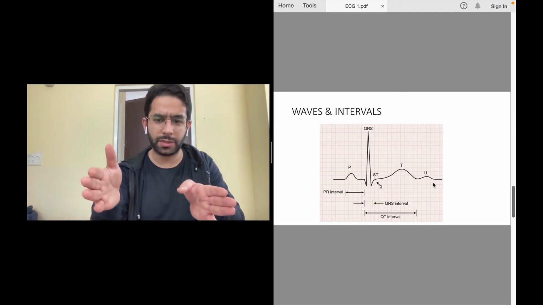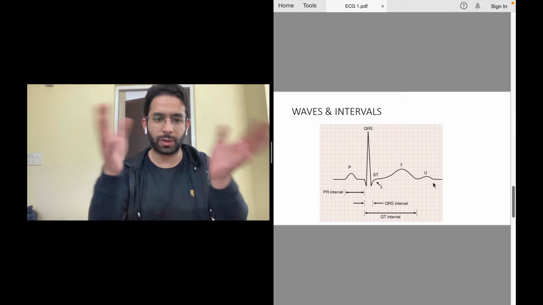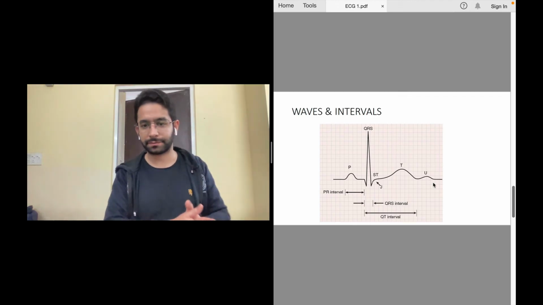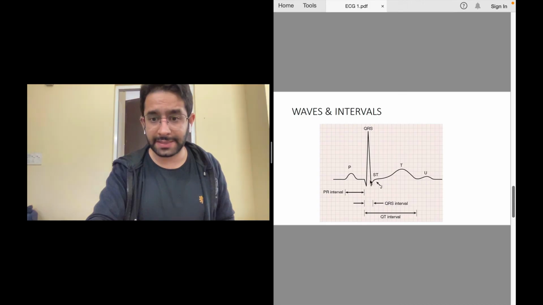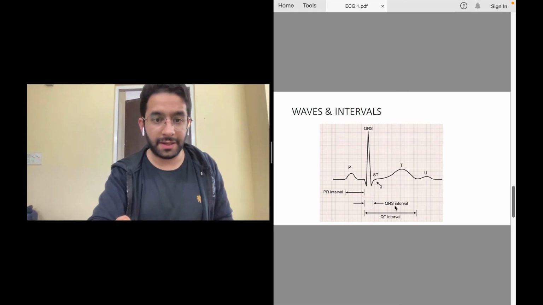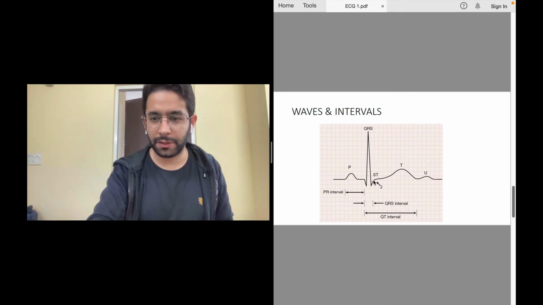So in a way, this whole duration would be PR interval plus QT interval. That's one full cardiac cycle. And remember the ST segment, which is from the end of the QRS complex to the onset of the T, plus the T wave together represent repolarization of the ventricle. The junction between the ST segment and the end of the S wave is known as the J point. We'll know about it in the subsequent videos.